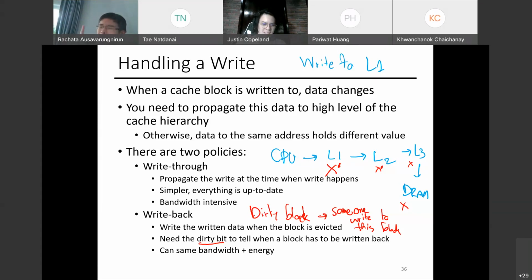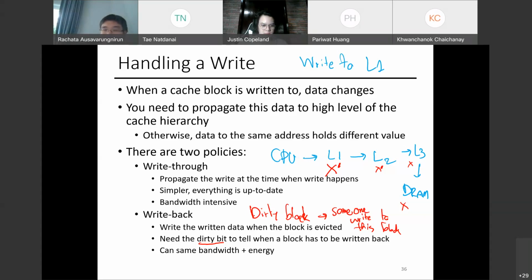Why is it okay to just replace that block? Because everyone would have the same data. No one overwrote it yet, so it's the old data, right? No one modified it. DRAM would have the correct data, L3 would have the correct data, L2 would have the correct data, so you can just throw the block away. All right, so this is basically the concept behind write back.